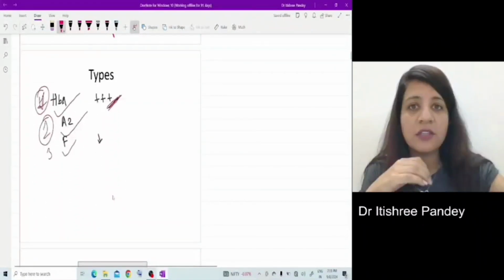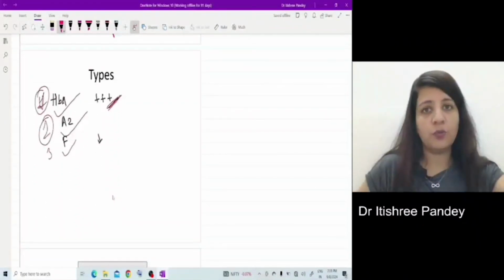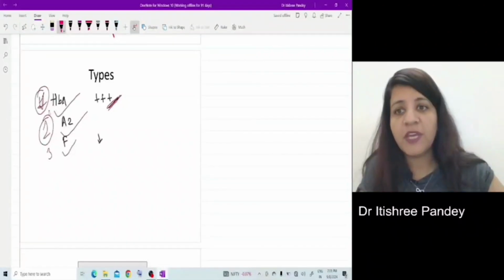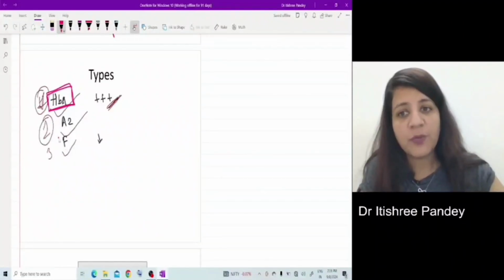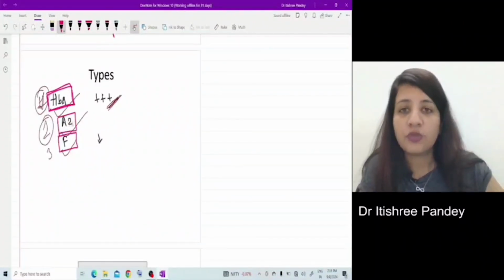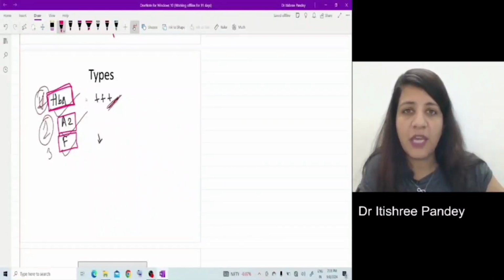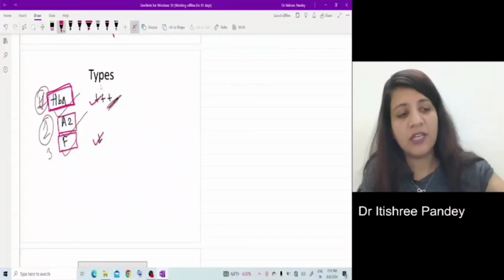Now we know that there are 3 kinds of hemoglobin present in humans. In adults, HbA1, or HbA, is the most dominant form of hemoglobin. HbF is found in the fetus, and the other form is HbA2. So in adults HbA is found the most, whereas HbF is the least.